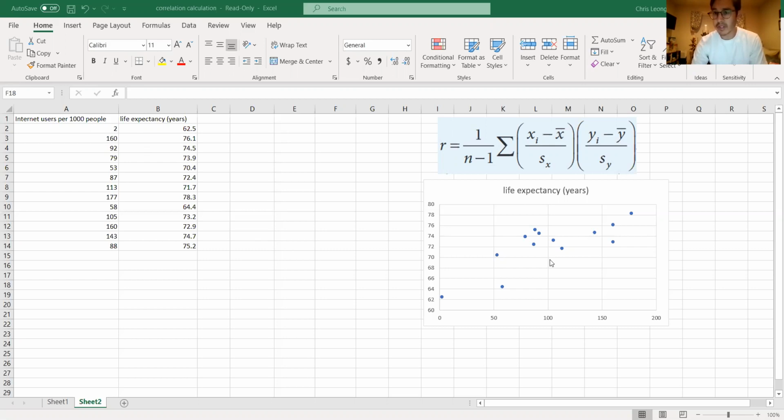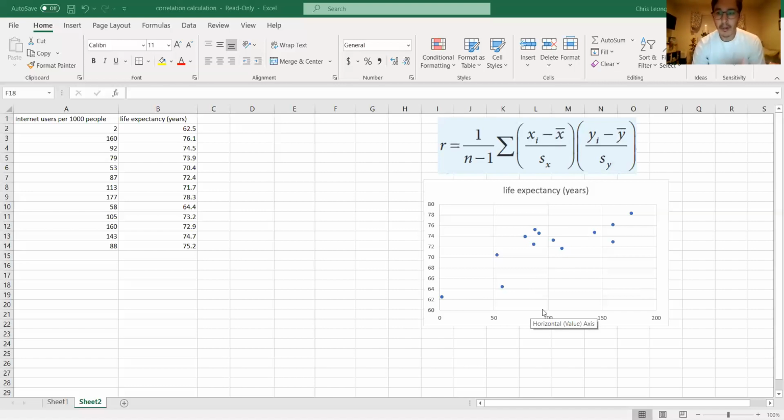I've already created a scatter plot. And as you can see, there's a moderate to strong positive linear association between these two variables. Countries that have more internet users tend to have a lot longer life expectancies.